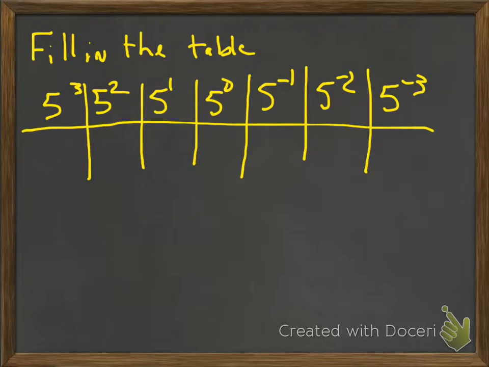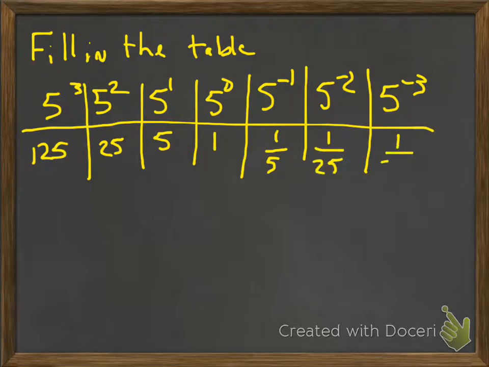Okay, let's practice something here. Let's fill in a table. 5 to the 3rd, 5 squared, 5 to the 1st, 5 to the 0, 5 to the negative 1, 5 to the negative 2, and 5 to the negative 3. What are the answers for all of these? 125, 25, 5, 1, 1/5, 1 over 25, and 1 over 125. I'm sure you pause this and figure that out and fill it in on your own, but just in case, there you go.